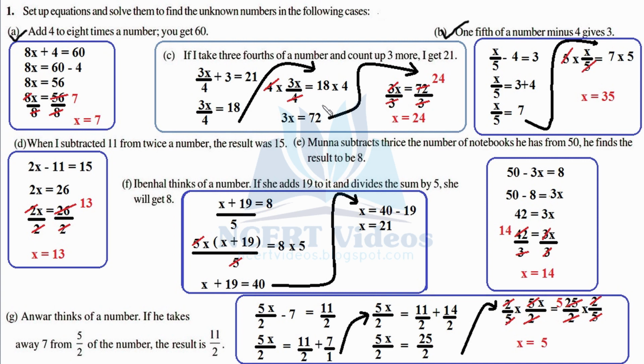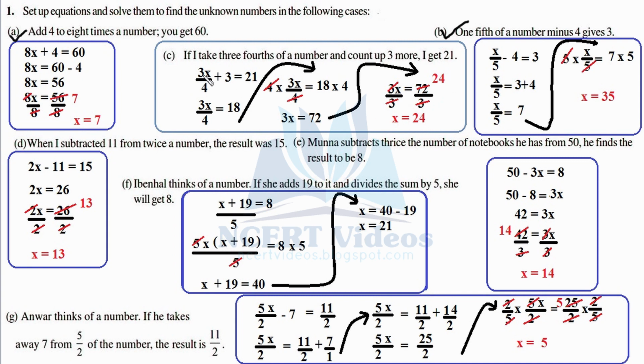8 4s are 32, 3 carry. 4 1s are 4 plus 3 is 7. 72. In case you don't remember your tables. Now get rid of this multiplication with 3. So we have to divide on both sides by 3. 3 3s cancel. x separated. 1 3 is a 3. Now here 3 2 is a 6. 1 2. 3 4 is a 12. Therefore x is 24.